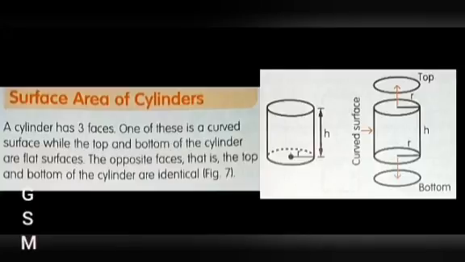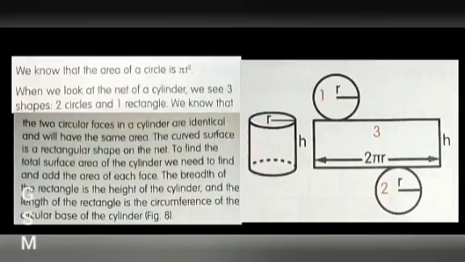Next, surface area of cylinders. A cylinder has 3 faces. One of these is a curved surface, while the top and bottom of the cylinder are flat surfaces. The opposite faces, that is, the top and bottom of the cylinder, are identical as shown in the figure. We know that the area of a circle is pi r squared.